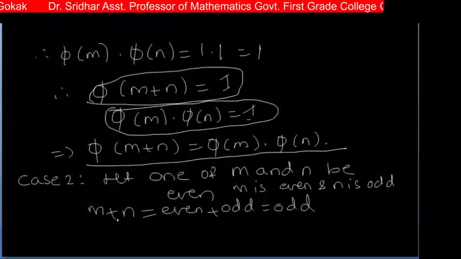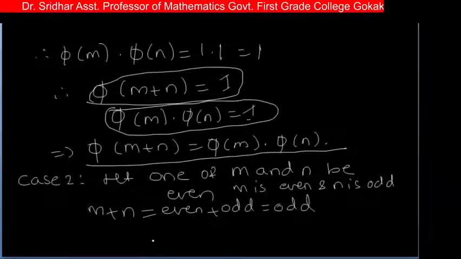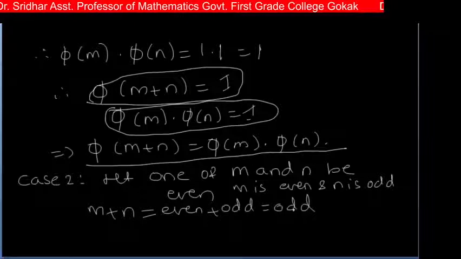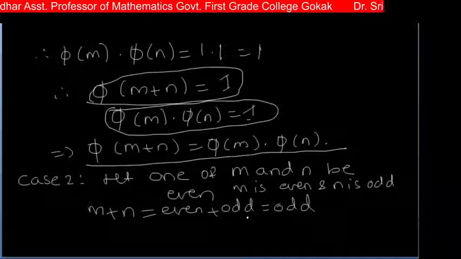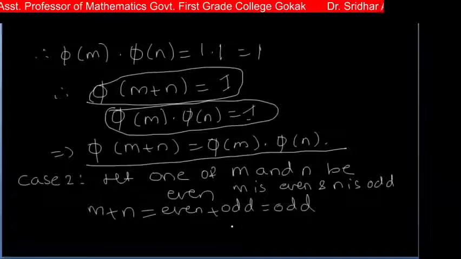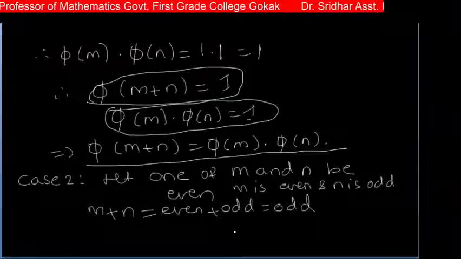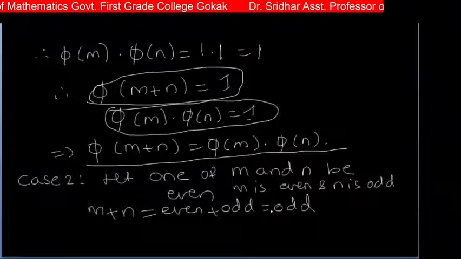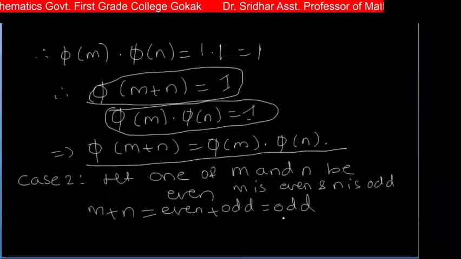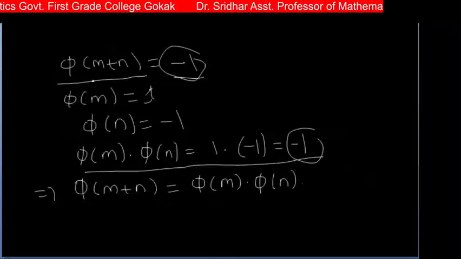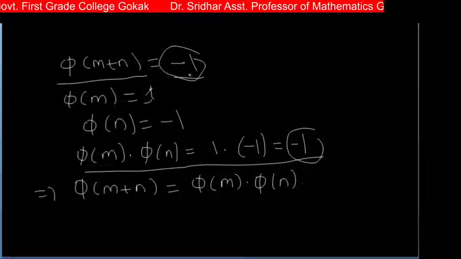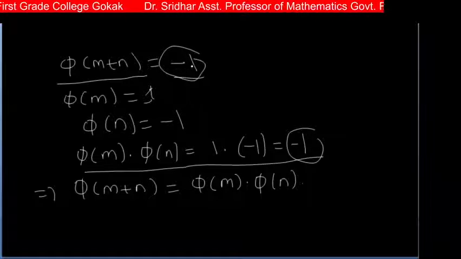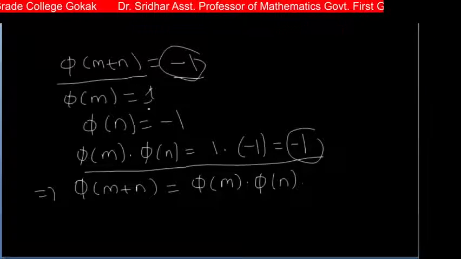So then what happened? m plus n becomes even plus odd. Now even plus odd is again an odd number, right? Even plus odd is again an odd number because 2 plus 3, so 2 is even and 3 is odd. 2 plus 3 gives 5, so 5 is odd. So therefore even plus odd is an odd number. So with this phi of m plus n becomes what? Minus 1. Phi of m plus n becomes minus 1 by using the given rule.